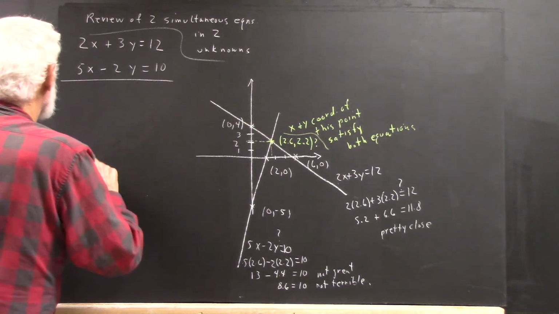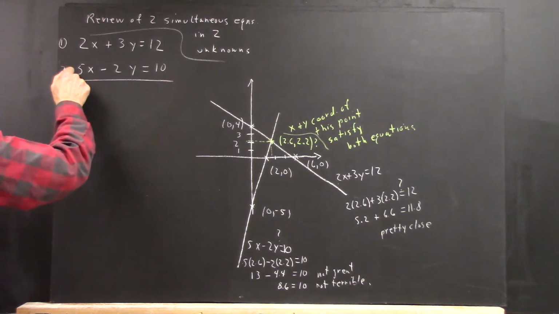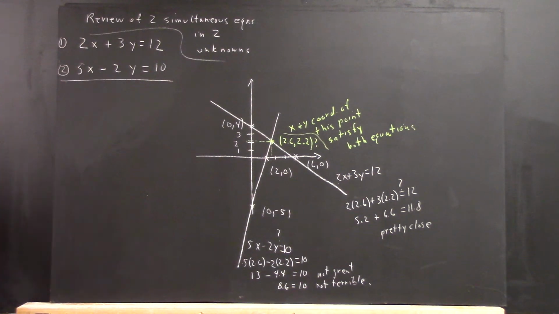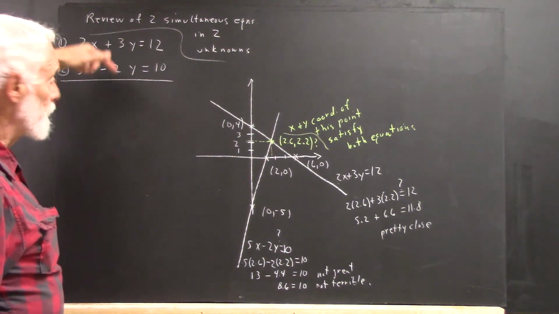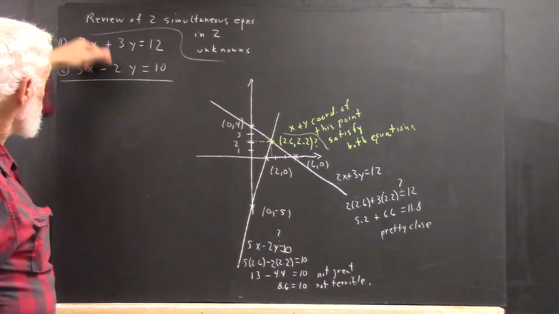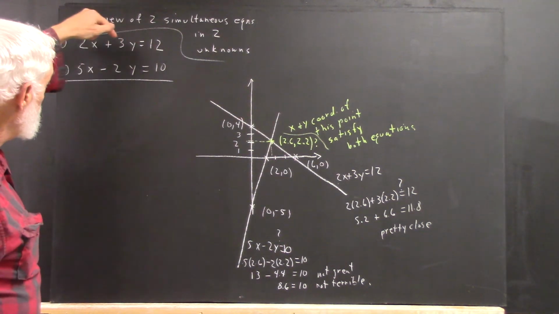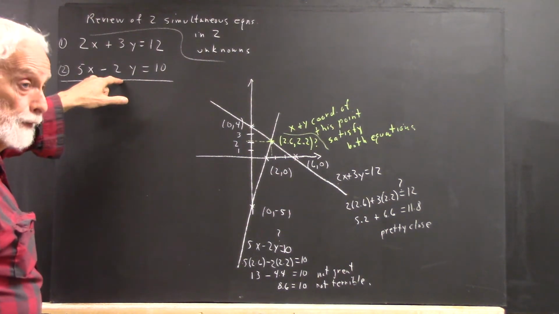This should be familiar. I'm going to call this my first equation. I'm going to call this my second equation. I'm going to choose to eliminate y. I'm going to multiply my first equation by 2 and my second equation by 3, because if I multiply this equation by 2, I'm going to get a 6y. If I multiply this one by 3, I'm going to get a negative 6y.